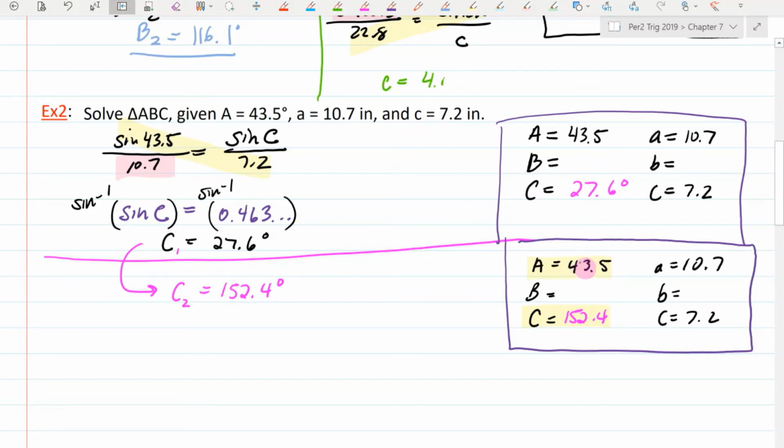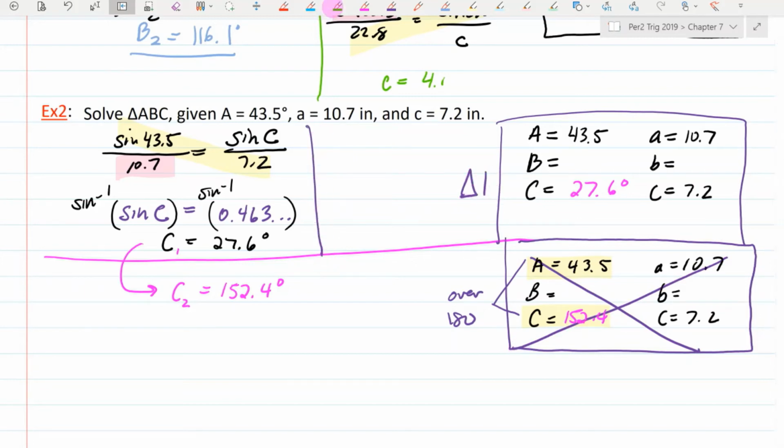Remember that the smaller the angle has to be across from the shorter side. So this angle would actually have to be smaller than 43.5 to give you 7.2. But also these two angles are over 180. So there is no triangle 2, but there is a triangle 1. So we need to finish up triangle 1. These two angles add up to whatever, and then you subtract them from 180, you should get 108.9.